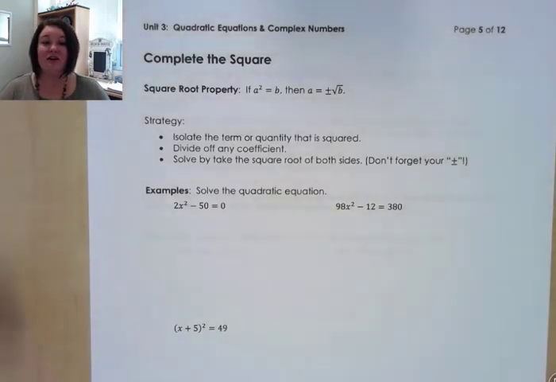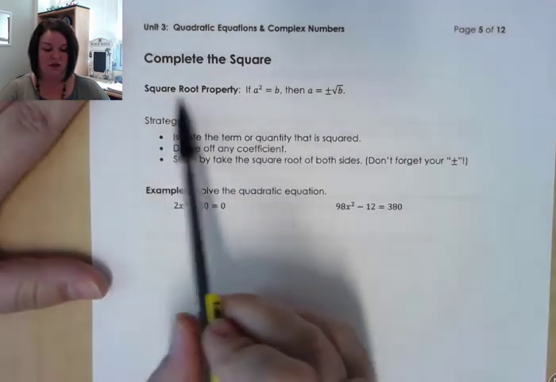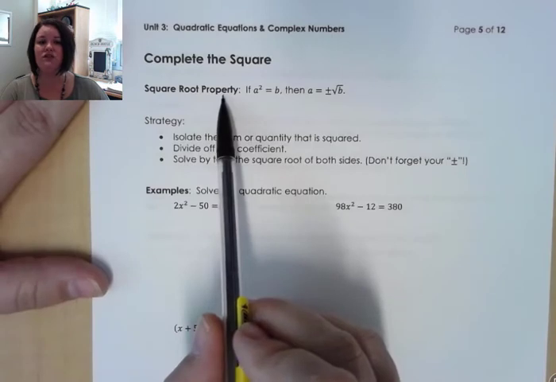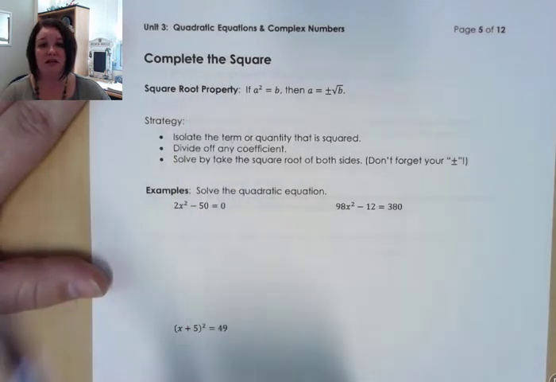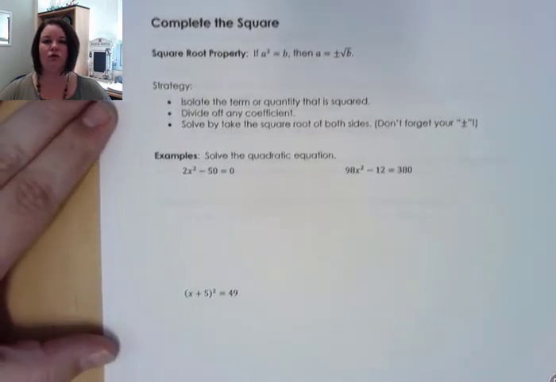All right, so we're going to move on to our section, which is completing the square. And there's two topics in this section. There's using the square root property to solve an equation, and then also this method of completing the square. So we're going to go over both, okay? We're going to go over the square root property first.